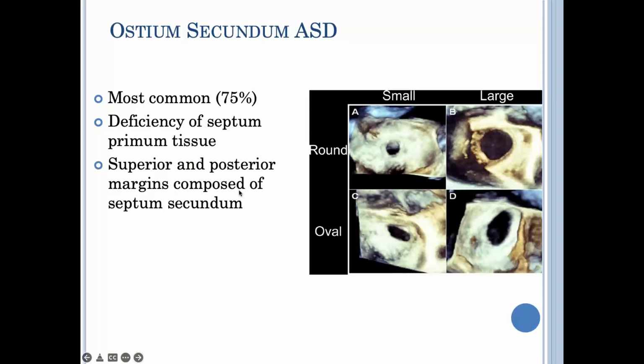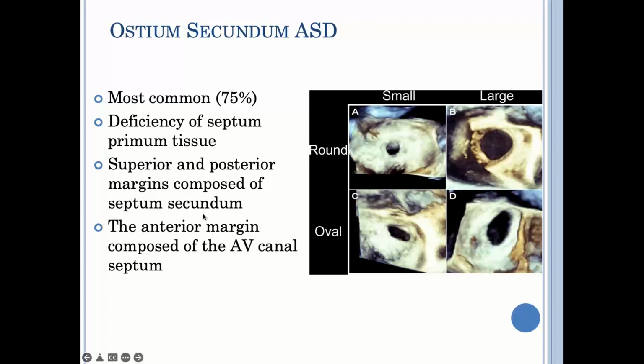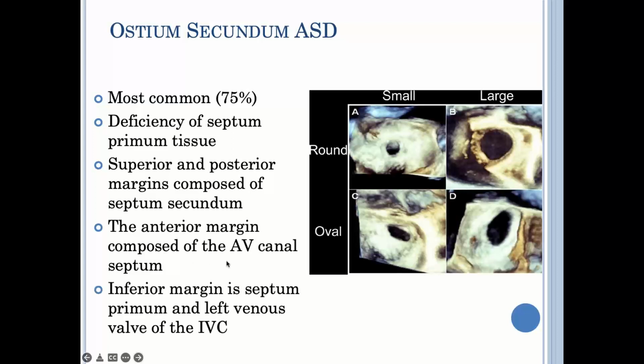There are various margins. The superior and posterior margin is composed of the septum secundum. The anterior margin is usually the atrioventricular canal septum, and the inferior margin is usually the septum primum and the left venous valve of the IVC. And this 3D reconstruction shows some of the common shapes. Could be round or oval, small or large, for example, just to give you an idea.